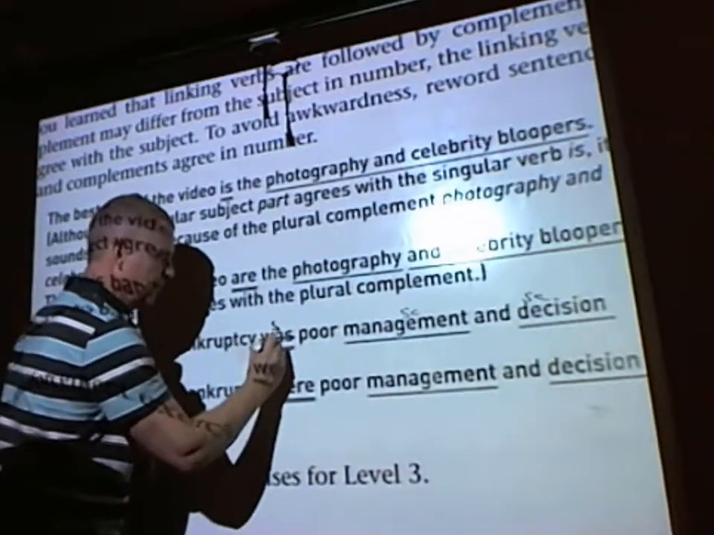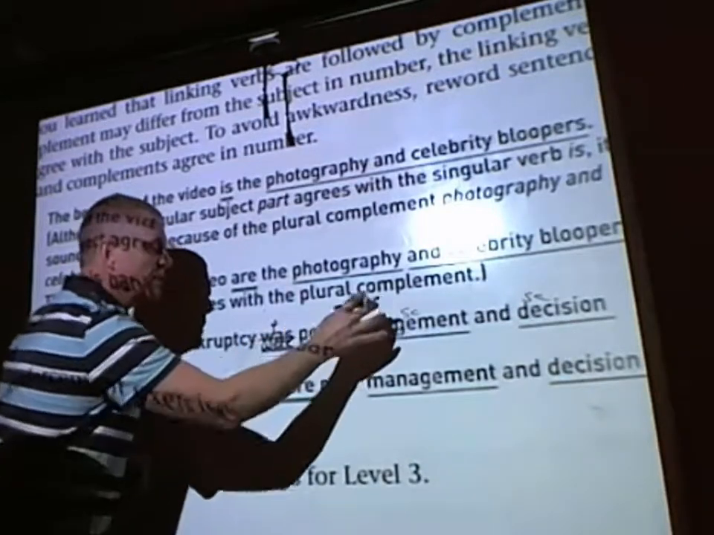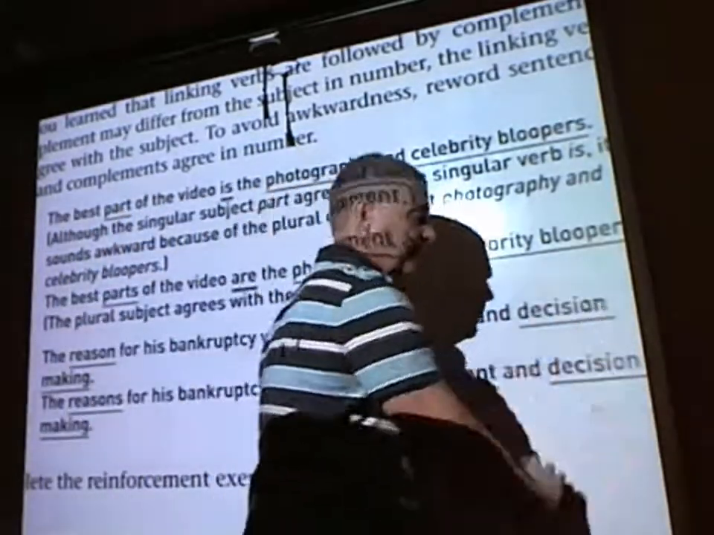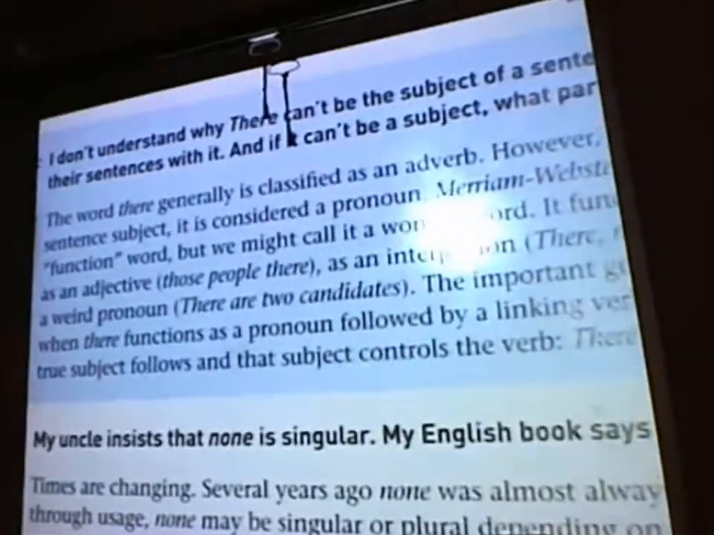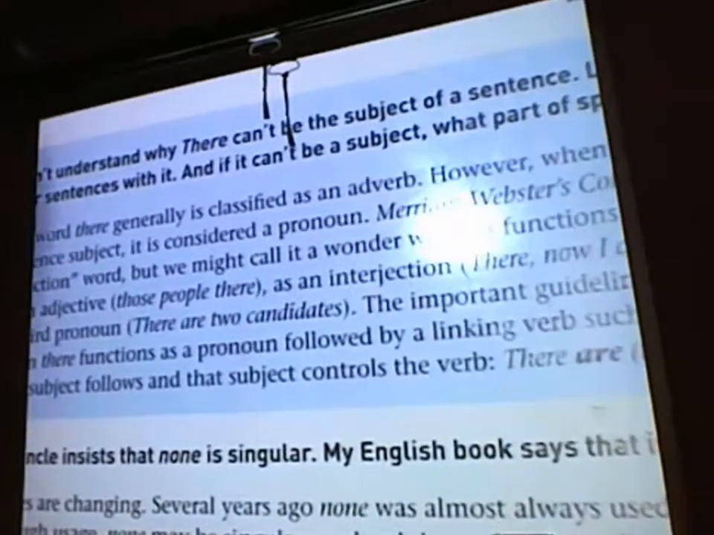Okay, that concludes chapter 6, but let's look at the FAQs. It says, I don't understand why there can't be used as a subject of a sentence. The words there, it, and here are all typical. Whenever you begin a sentence with those words, it forces you to look elsewhere for the subject, which really takes up the reader's time. So avoid those as sentence beginnings.